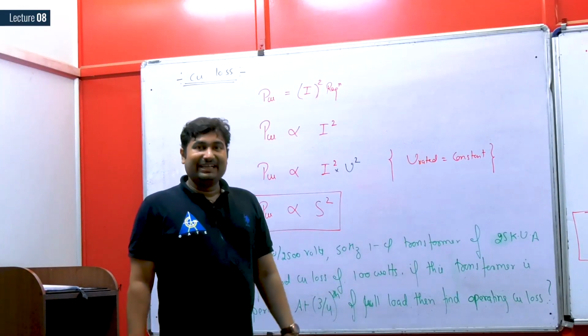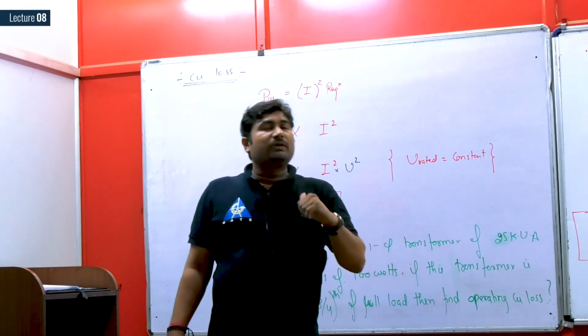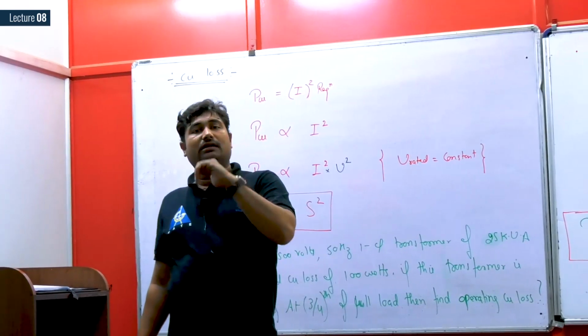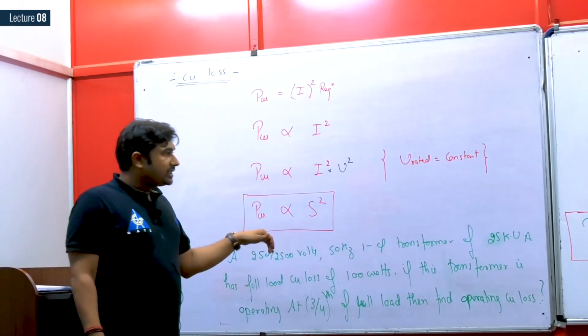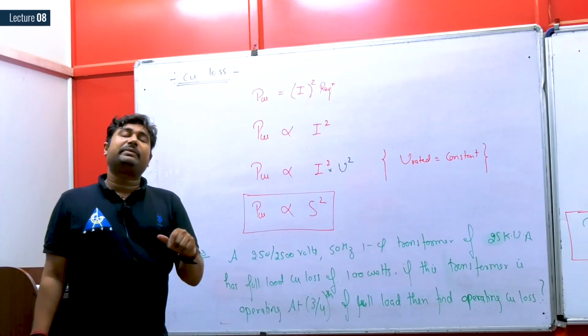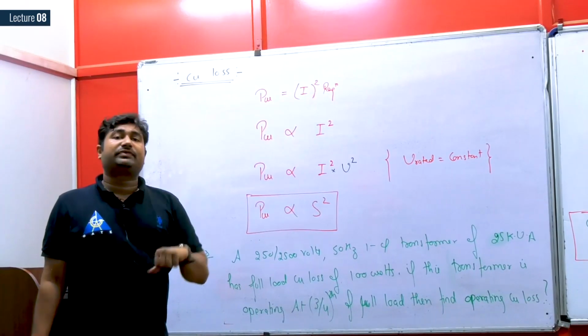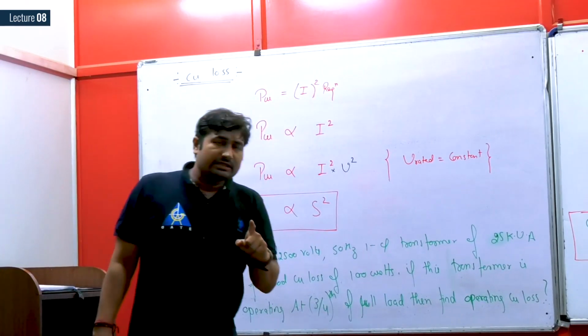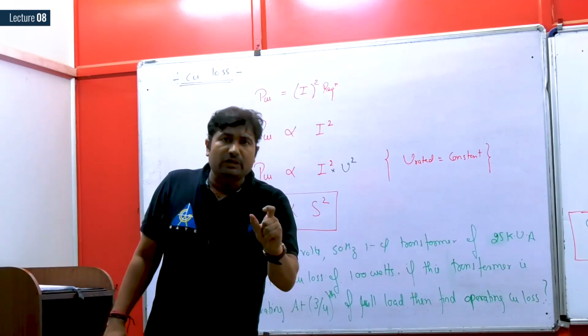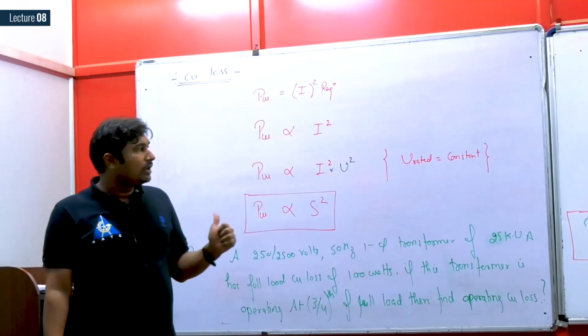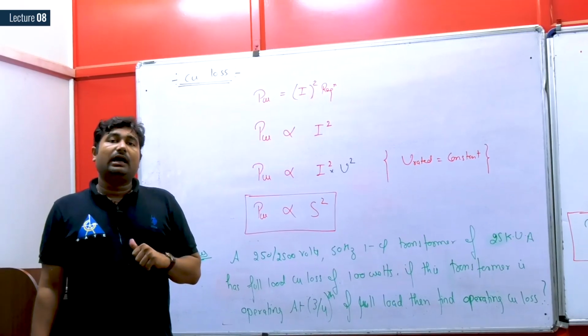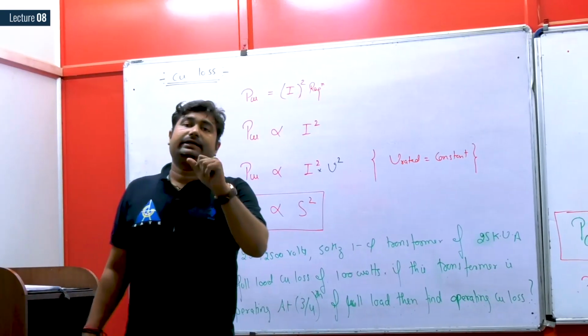Okay. We observed in the last lecture that constant losses are mainly dependent upon the applied voltage and its frequency. You can say core loss is dependent on applied voltage and its frequency, while copper loss depends upon operating current.